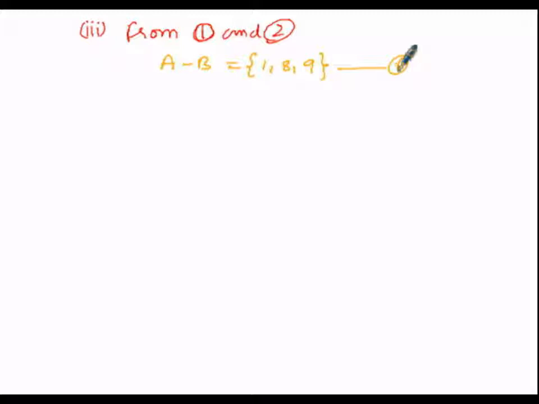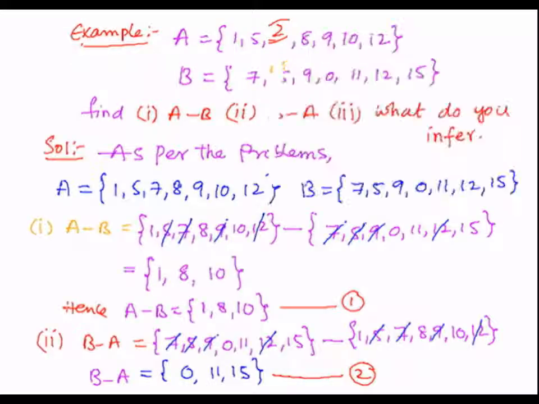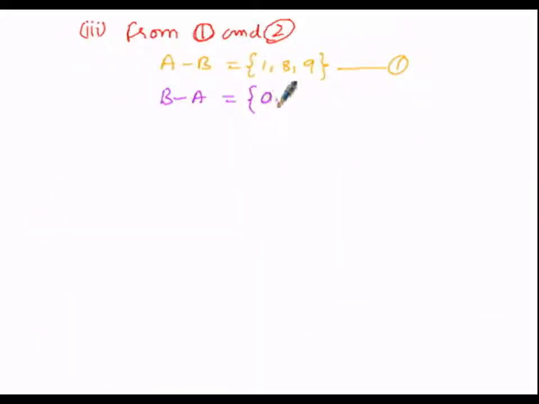Then the next one, B minus A, is equal to the set consisting of 0, 11 and 15. So these are the elements of the second set, that is B minus A. By analyzing the right hand sides of these two equations, in the first equation the right hand side set consists of the elements 1, 8 and 10. In the second equation, the right hand side elements are 0, 11 and 15, but they are not equal. These two sets are not equal.